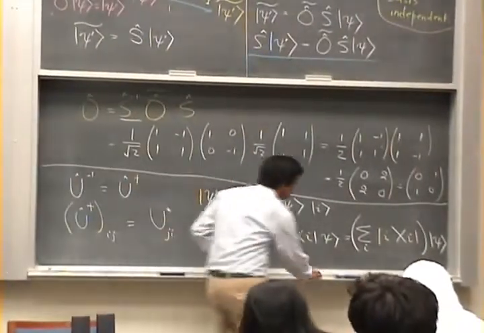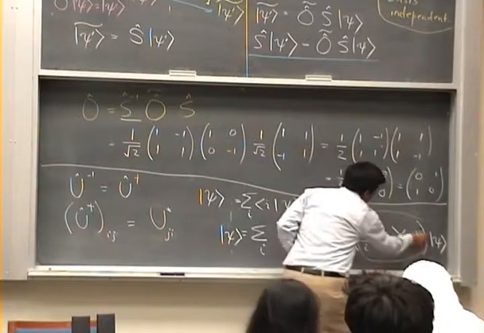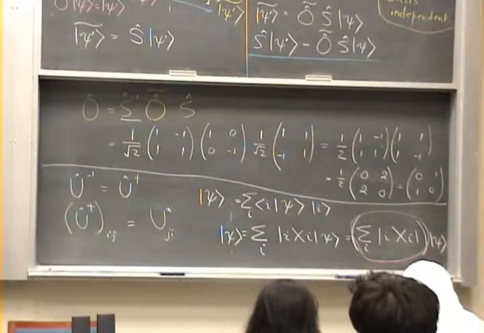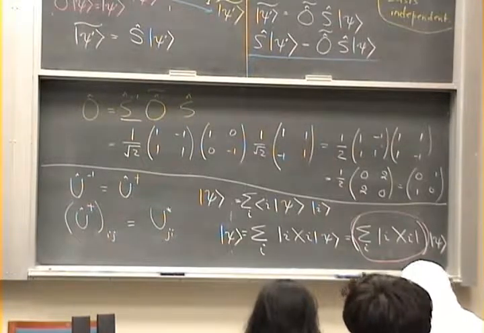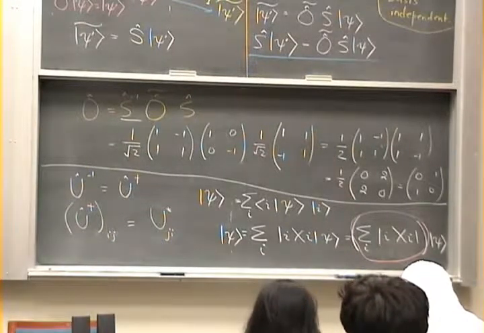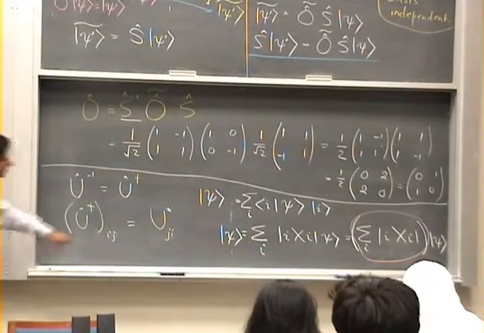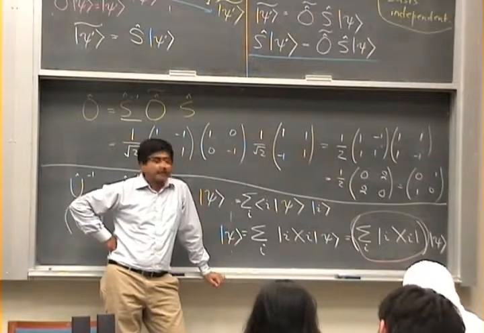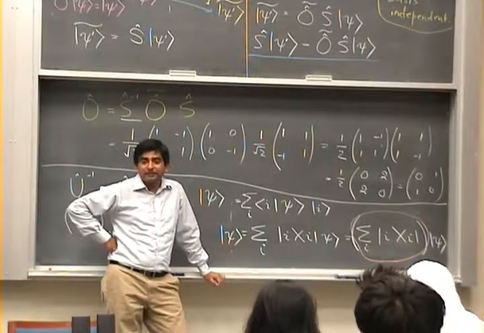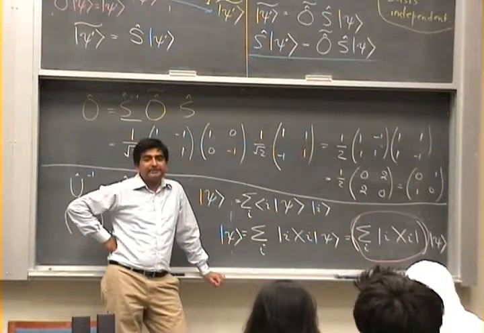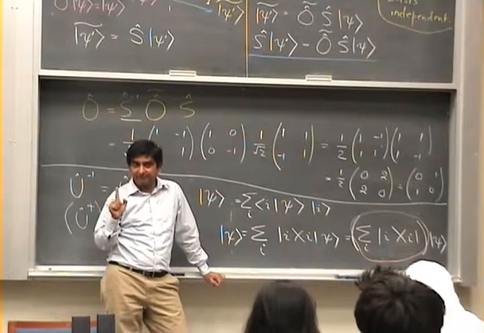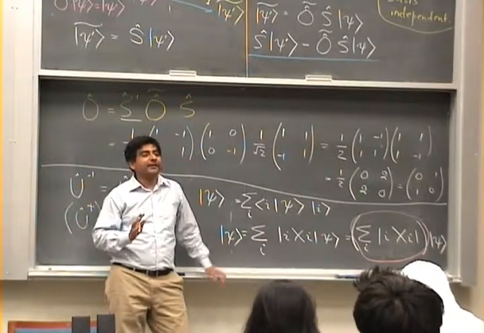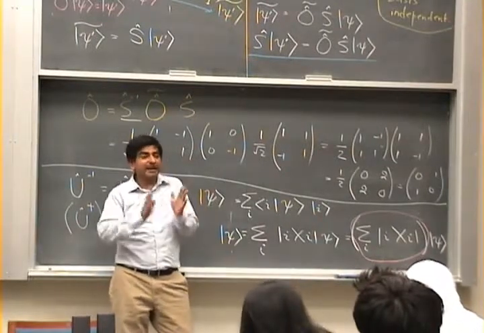So what should this expression be equal to? Naila, what is this expression equal to? This pink expression. 1? What's the meaning of 1? Identity matrix. Is this an operator? Yes. It's a sum of operators, a sum of outer products. So it's not a scalar. It's an operator, and that operator is just the identity.